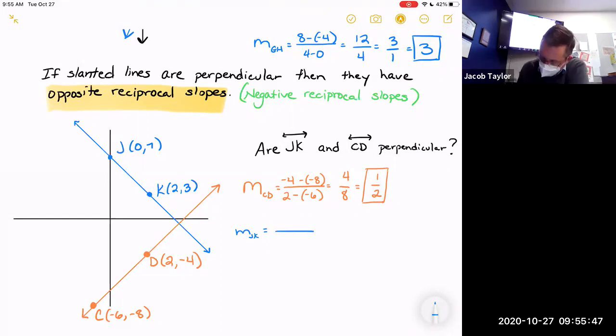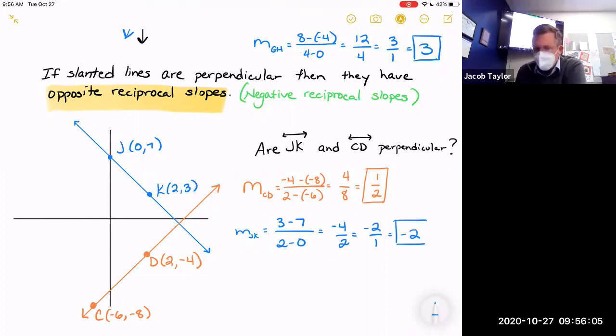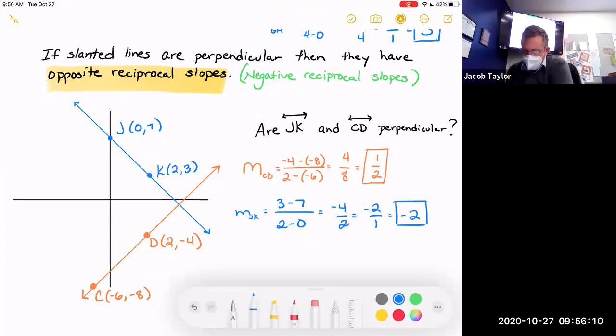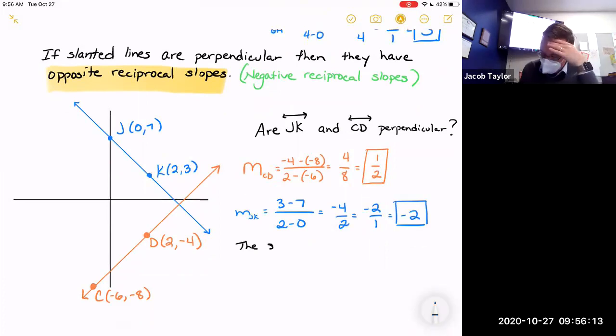So now we'll do JK. Y2 minus Y1 over X2 minus X1, which is negative 2 over 1, or just negative 2. Are the slopes opposite reciprocals? Yes. The slopes are opposite reciprocals. So the lines are perpendicular.